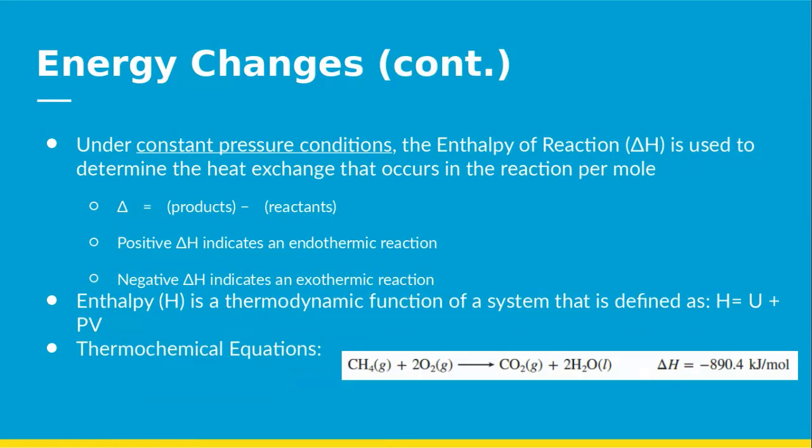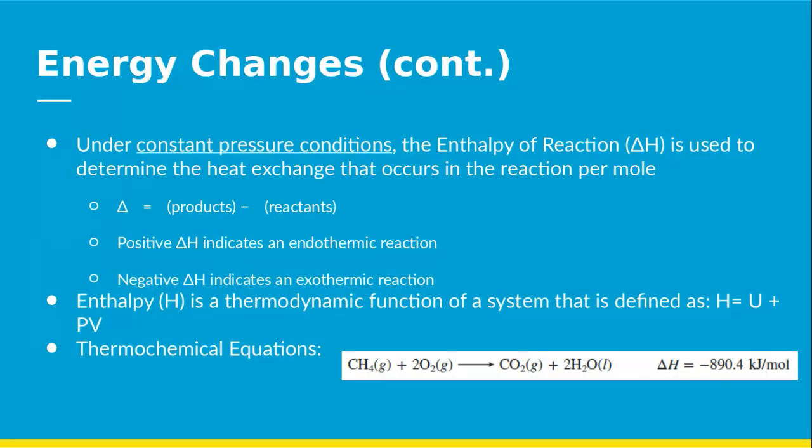Okay. So enthalpy of reaction, this is going to be one of the main factors that calculations are involved in this unit so far with energy changes. But under constant pressure conditions, the enthalpy of reaction, or delta H, is basically used to determine the heat exchange that occurs in the reaction per mole. So delta H is also the enthalpy change from the products minus the reactants, right? So that gives us an overall state function to work with.